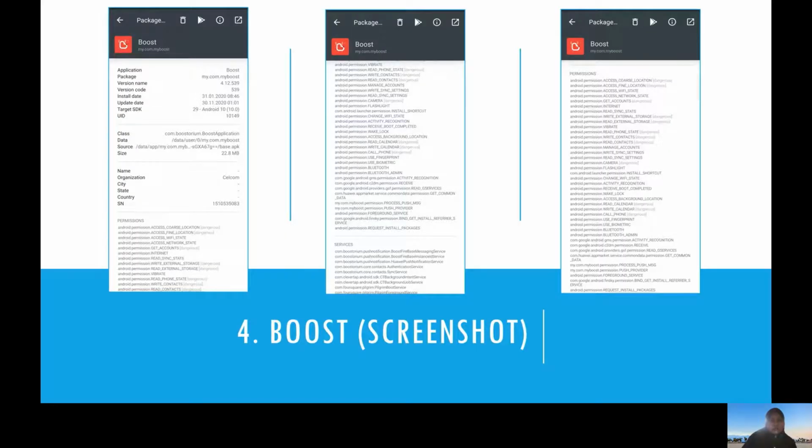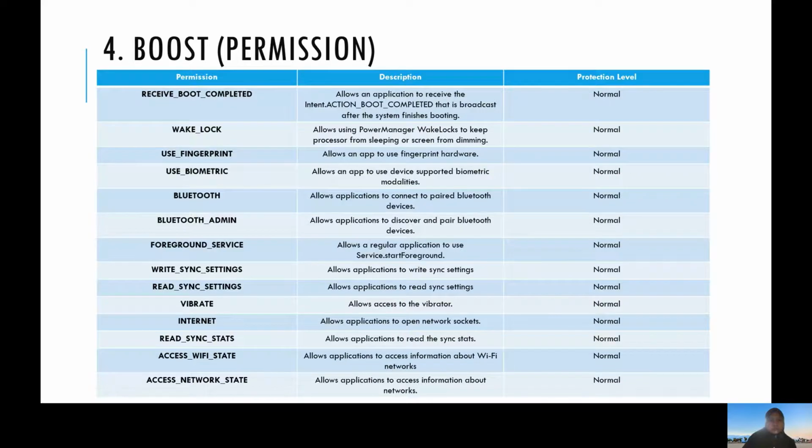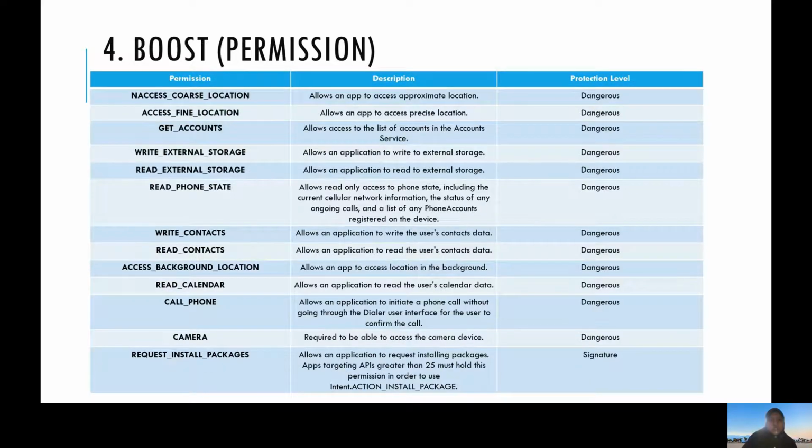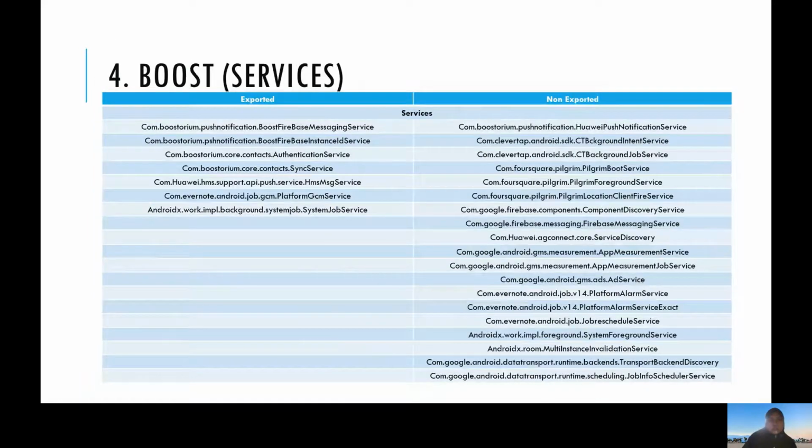Fourth is Boost. This is the screenshot and the permissions. From the dangerous permissions is WRITE_CONTACTS, which allows an application to write the user's contact data. Another permission is BLUETOOTH, allows application to connect to paired Bluetooth devices. And these are the services for exported and non-exported.